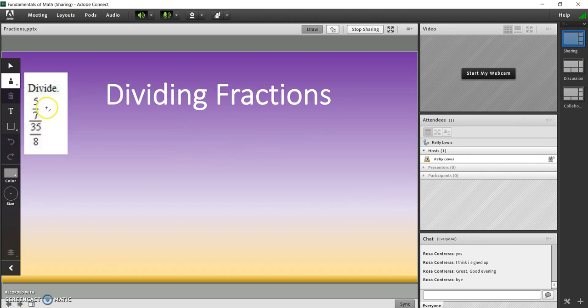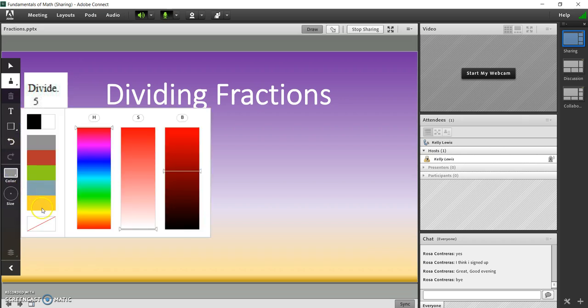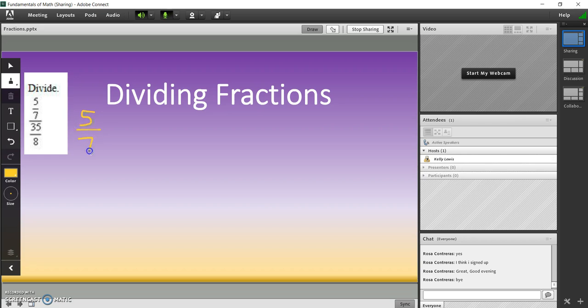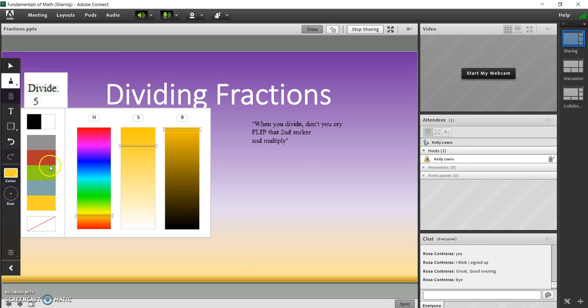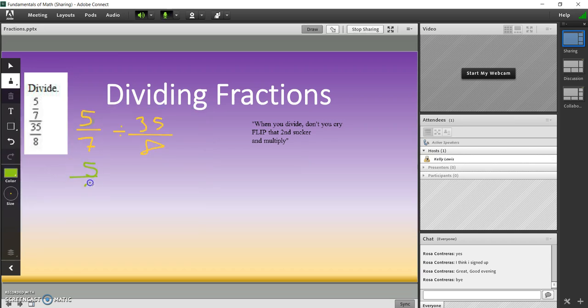Dividing. This problem can be written as 5 over 7 divided by 35 over 8. Here's my rule for dividing fractions. When you divide, don't you cry, flip that second sucker and multiply. So 5/7 divided by 35/8 is the exact same as 5/7 multiplied by, flip that second sucker, so we flip only the second one, and multiply.